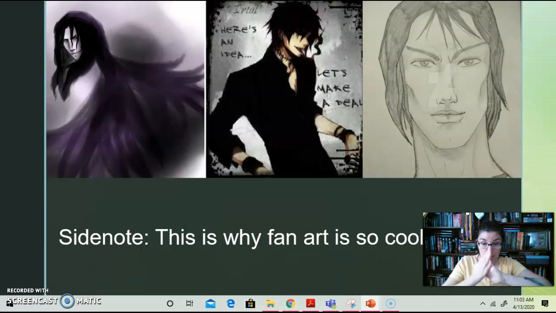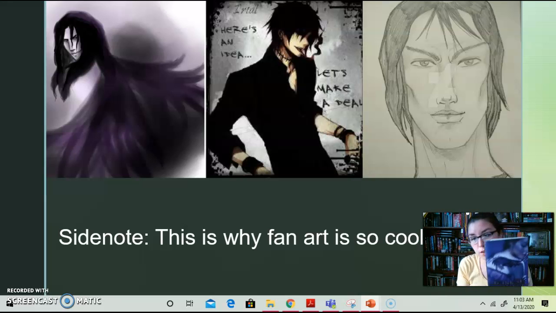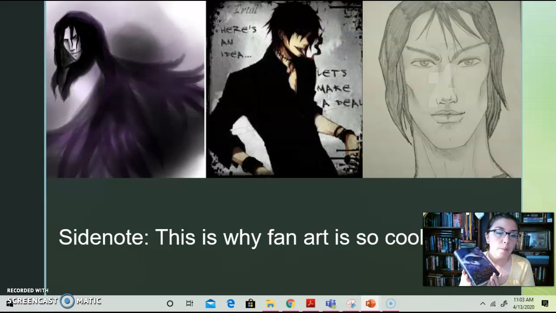So, okay, another geek out side note for me. These are different fan art examples that real people have made about a character in a book. Actually, I have it right here. So this book, Ink Exchange, one of the main characters' name is Ariel. And in this book, Ariel, he's described pretty stinking well and multiple times.